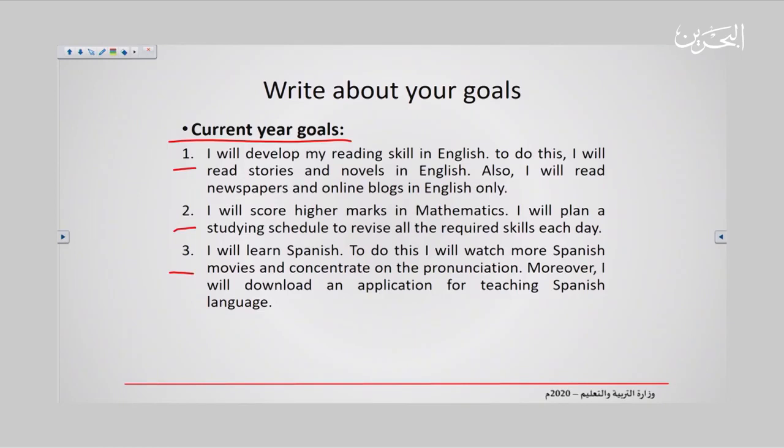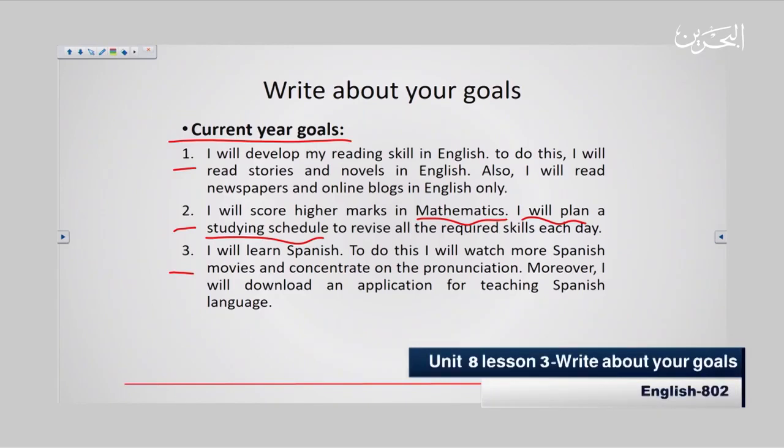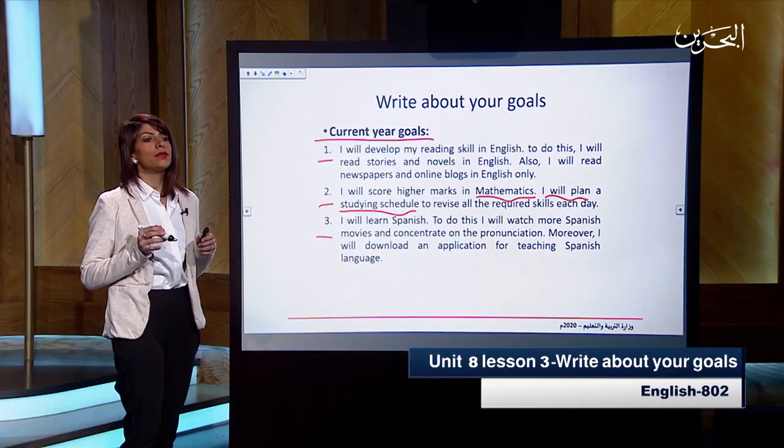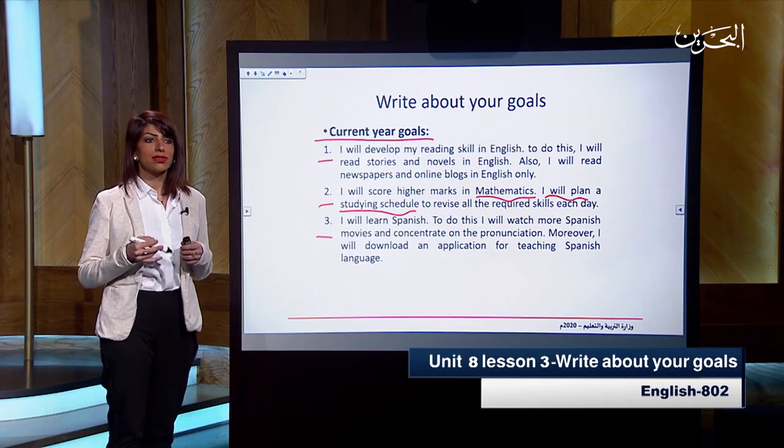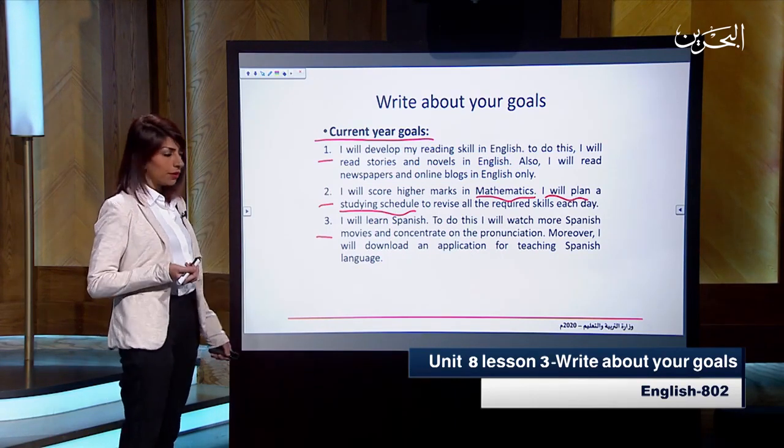I will score higher marks in mathematics. Now let's leave the English subject aside and let's move to another subject, which is mathematics. Okay, it could be replaced with any subject of your choice. Now, how am I going to achieve this goal? I have a procedure, which is I will plan a studying schedule to revise all the required skills each day. This is my procedure. And again, I'm bringing to your attention that it could be different. This is not the only procedure that you have to stick to, but this is just a suggestion or an option for you to write later on.